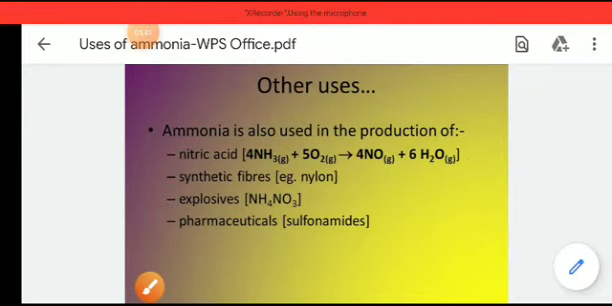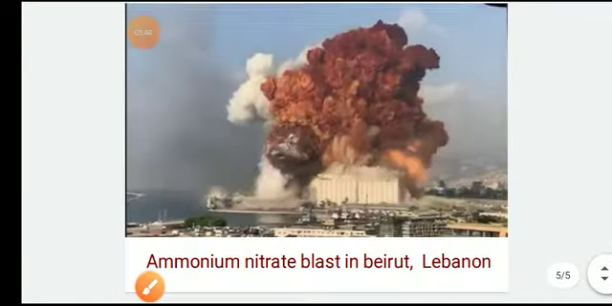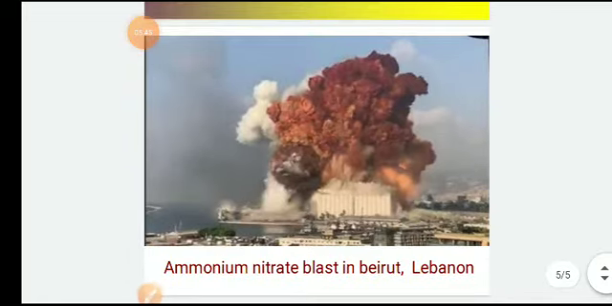I will go to the next slide. Here you can see a blast that was recently in the news, the ammonium nitrate blast in Beirut, Lebanon. This is a picture from that blast. Ammonium nitrate is explosive, and to make ammonium nitrate we need ammonia. You can see the drastic nature of the blast itself.